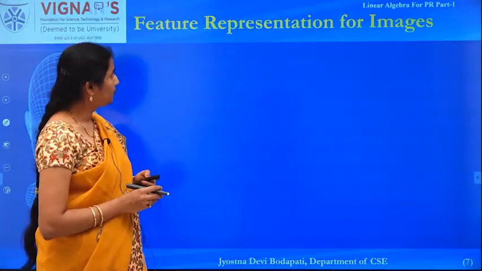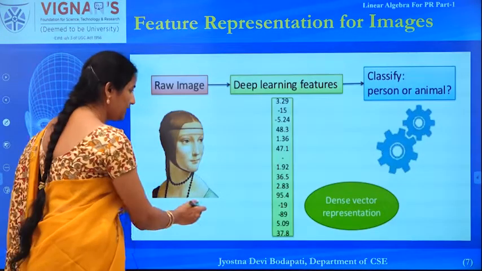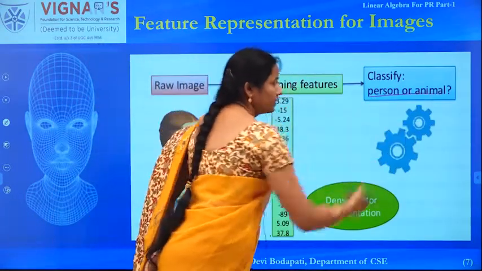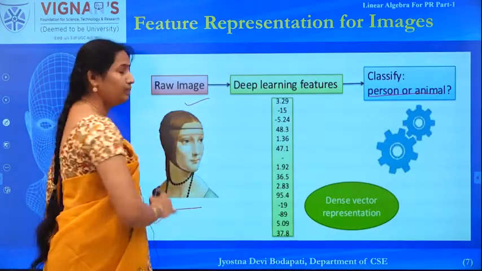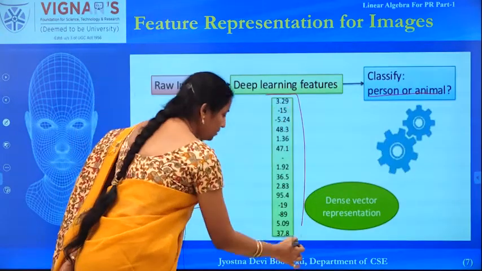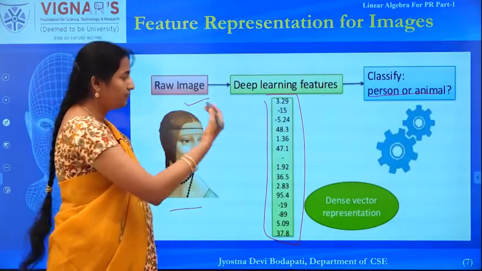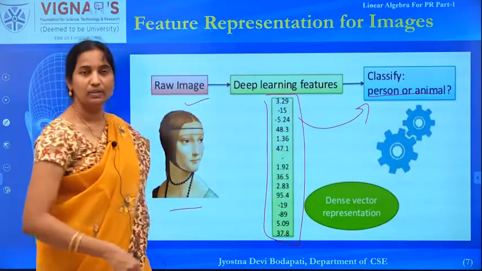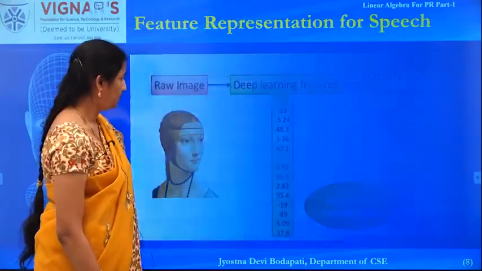Now, consider the image classification problem. Given this image, the problem is to understand whether the image is representing a person or an animal. In this case also the input is an image. Even though it is an image, you need to convert that to a set of numbers. Again, you are representing it as numbers, the feature vector is a number, and then you pass that to the classification algorithm.